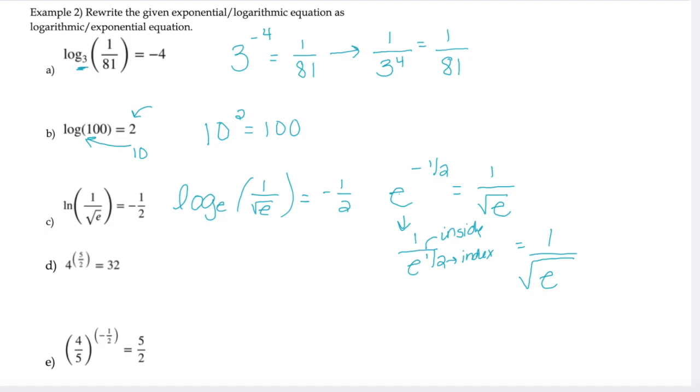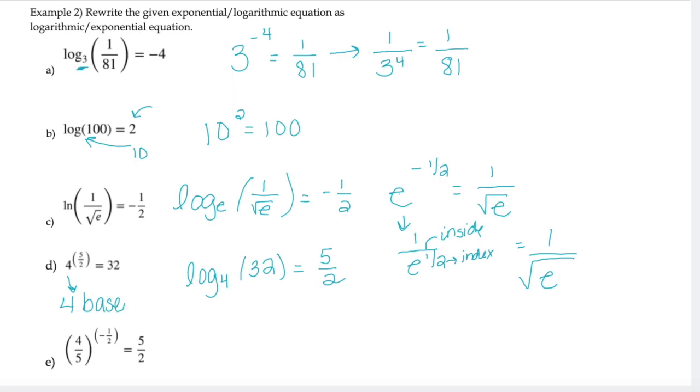Let's move to looking at exponential equations and writing them as a logarithm. 4 is my base, so I'm taking 4 as my base. This is the same thing as saying log base 4 of 32 is 5/2. So going backwards.